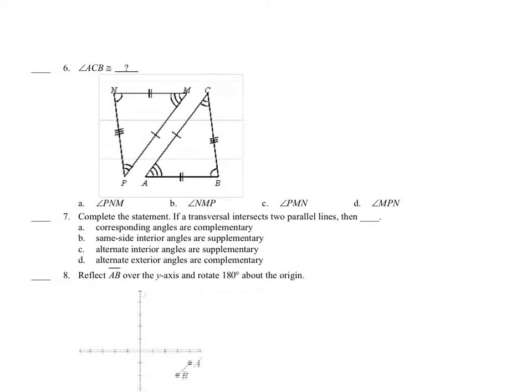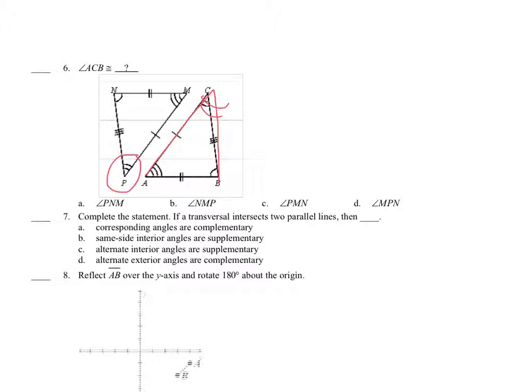Okay, number 6, we have to find the corresponding part. ACB is that angle right there with the 2 equal marks. So we're going to look for the angle in the other triangle that has the 2 equal marks for the angle, which would be angle P. Which of those would be angle P?